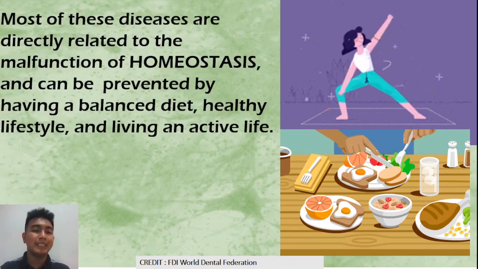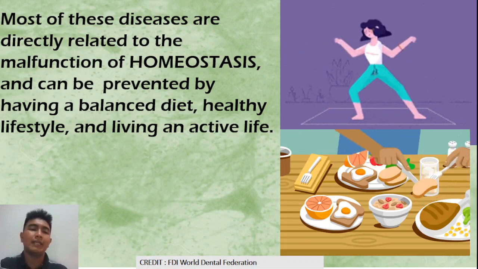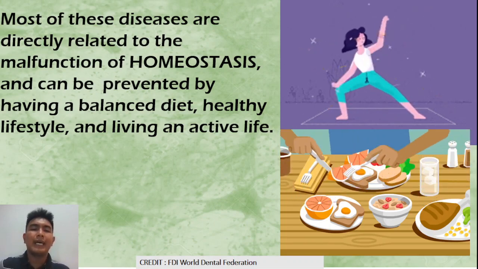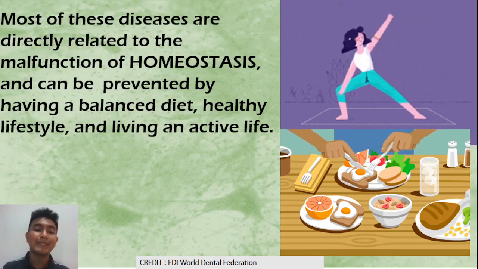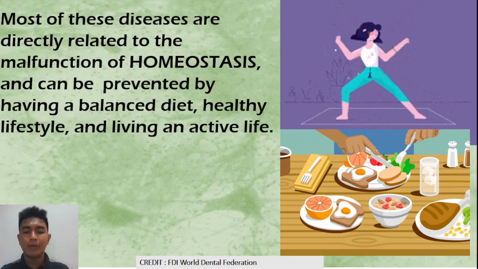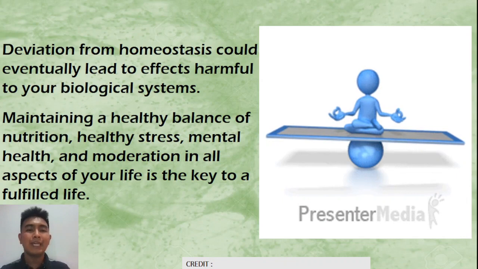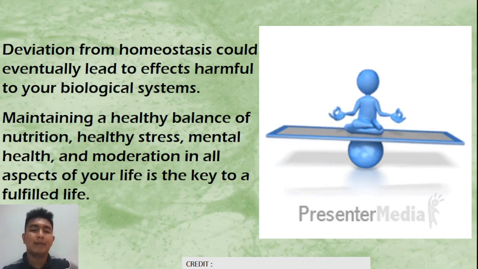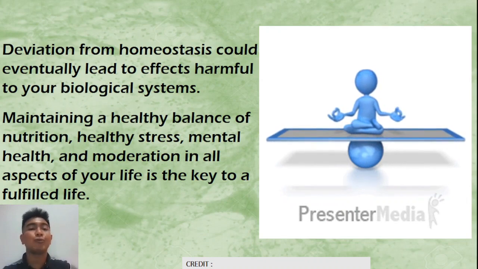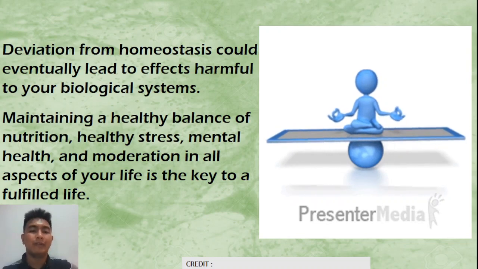Most of these diseases are directly related to malfunction of homeostasis in your body. And the good news is that they can always be prevented by having a balanced diet, healthy lifestyle, and living an active life. So I want to ask you students, are you living a balanced life? Deviation from homeostasis could eventually lead to harmful effects. But again, a healthy balance is what we need. Healthy stress, mental health, and moderation, according to Aristotle, is the key to a fulfilled life.